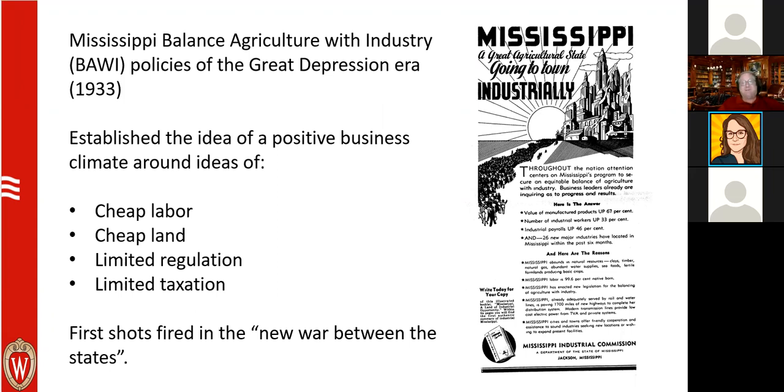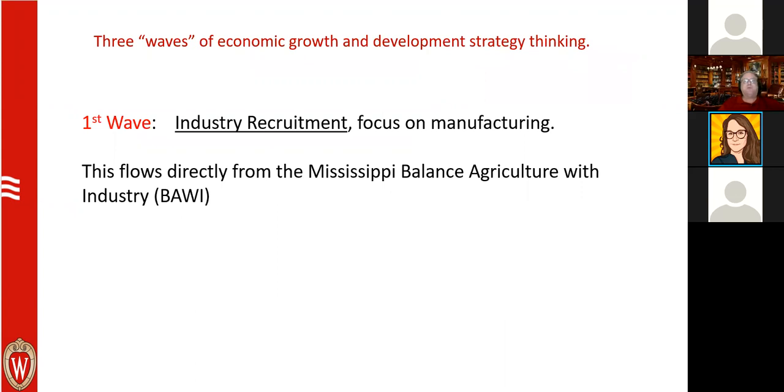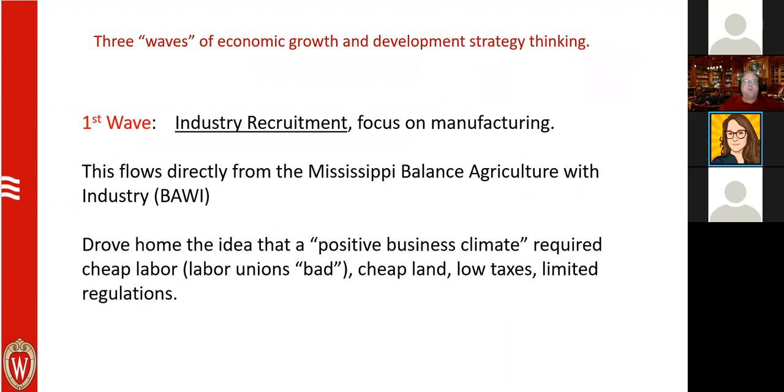Mississippi really wasn't that successful. They attracted a few, but really not that many. Most of the manufacturing firms remained in the northern states. This is the first wave of manufacturing. It drove home the idea that a positive business climate required cheap labor. This is interpreted today as meaning unions are bad. We don't want unions because unions lead to more expensive labor, and that makes for a poorer business climate. Cheap land, low taxes, limited regulations.